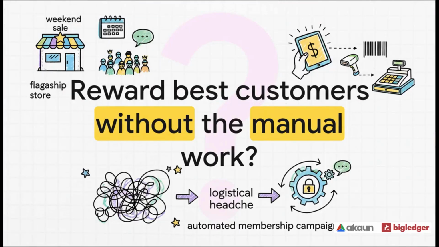So picture this. You want to run a special sale this weekend. But, and here's the catch, it's only for your VIP members, and it's only happening at your flagship store. Now, how do you actually pull that off? How do you make sure the right people get the right discount every single time without it becoming this massive headache of manual work and potential mistakes?